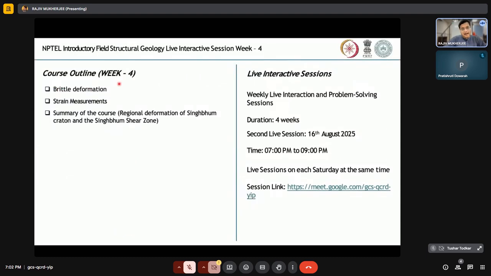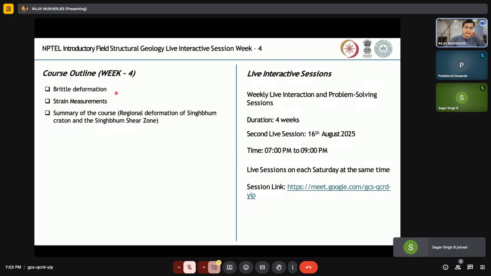And this is the outline of week 4's content of this course. As you have already learned about brittle deformation, measurement of strain through field observations, and finally summarizing the course about the regional deformation of Shingbum Craton and the Shingbum shear zone as a whole. And this was primarily done by culminating all the observations during the field work for the 4 weeks of duration.